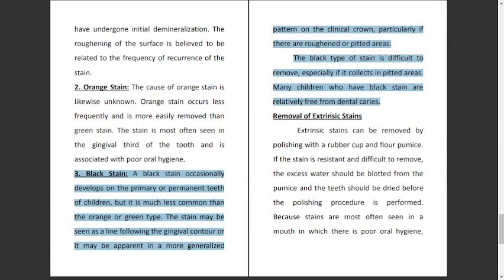3. Black stain. A black stain occasionally develops on the primary or permanent teeth of children, but it is much less common than the orange or green type. The stain may be seen as a line following the gingival contour, or it may be apparent in a more generalized pattern on the clinical crown, particularly if there are roughened or pitted areas. The black type of stain is difficult to remove, especially if it collects in pitted areas. Many children who have black stain are relatively free from dental caries.